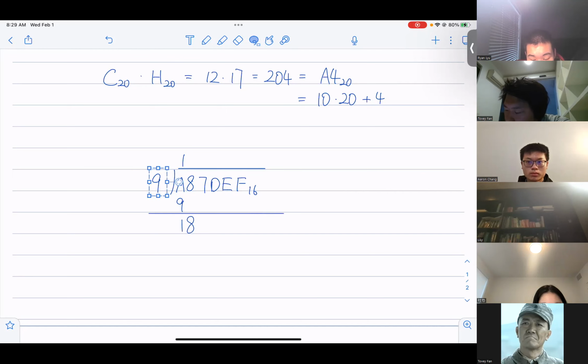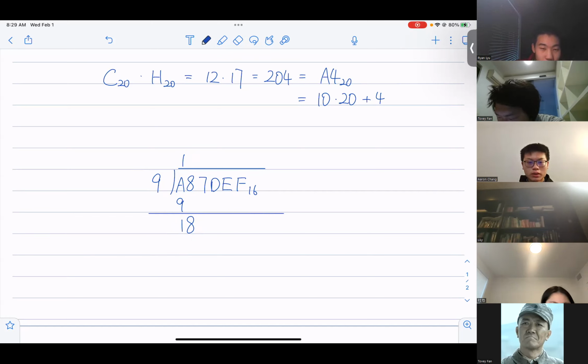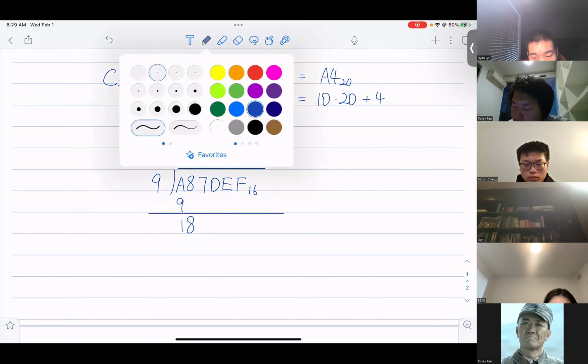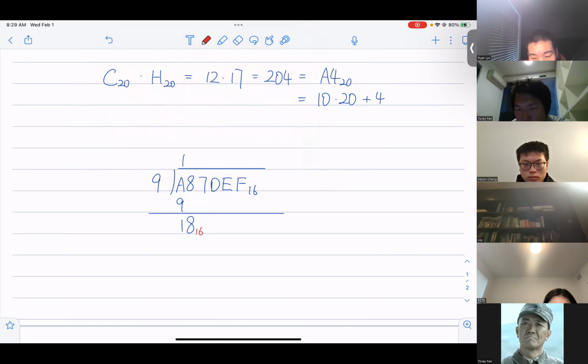And how many nines are there in 18? Two. 2, right? Wait, no, it's in base 16. 16 plus this, so it's still like 2, but it has a remainder. Yeah. So notice that this 18 is not just 18, it's 18 in base 16. Okay, very good. 大家注意到了 right? So this 18 here in base 16 is actually 16 plus 8. So it's actually 24 in base 10.